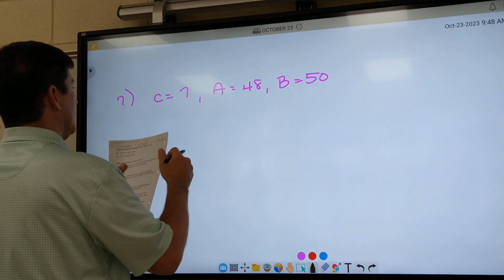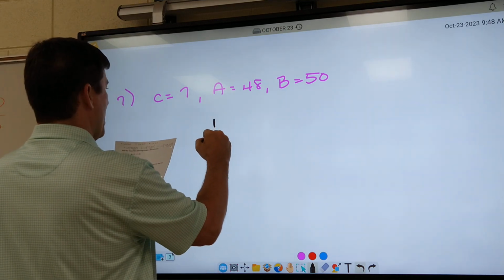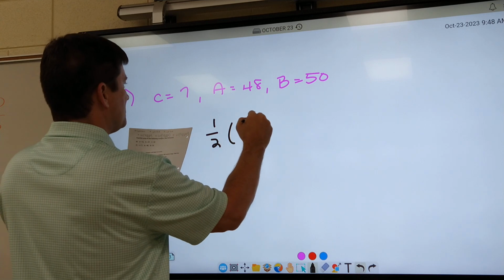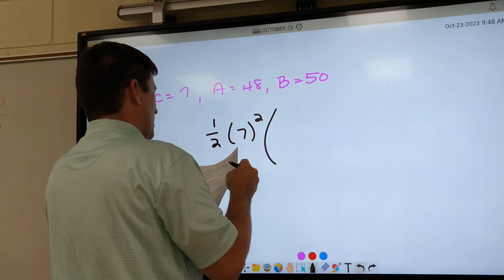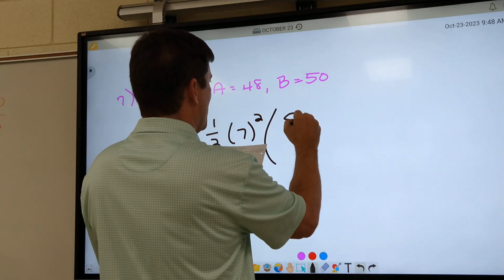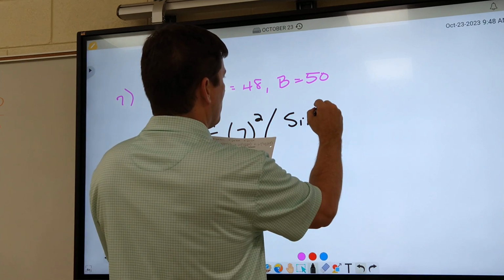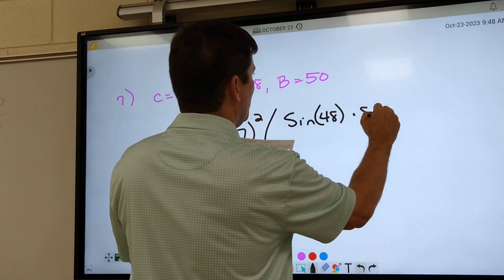All right, so let's do it again. So I'm using this formula. I got 1/2. I got 7 squared. Put sine of A, so that's sine of 48 times sine of 50.